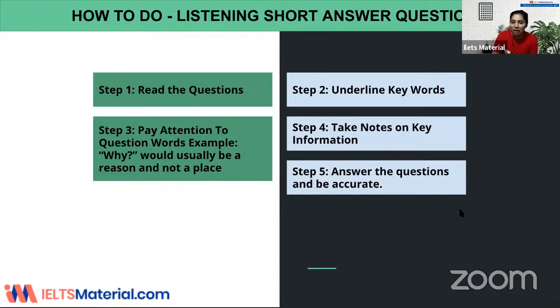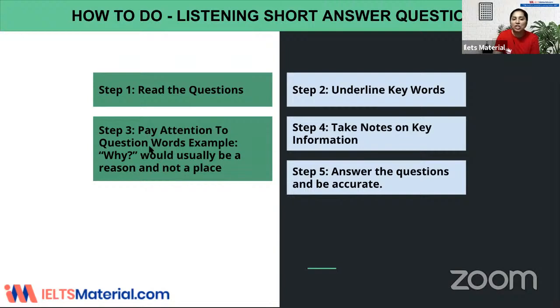Now, coming back to the strategies, I would request, if you can, please give me the questions at the end of the session. Now, let's move on to the strategies. The first step is read the questions. The second step is underline the keywords. The keywords related to short answer questions are the WH question words. These are the major keywords which you should focus on because these will help you in getting the correct answer.